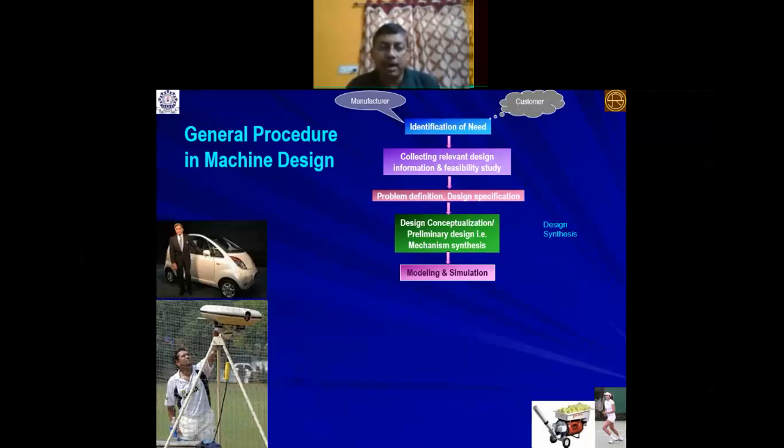Now how will you do that? Let us say you would like to design and develop a slider crank mechanism for the ball throwing machine. What will be your starting point to design? It is not that you arbitrarily take link lengths, manufacture something and join it, and you get a mechanism that gives a bowling speed of, say, 140 km/h.